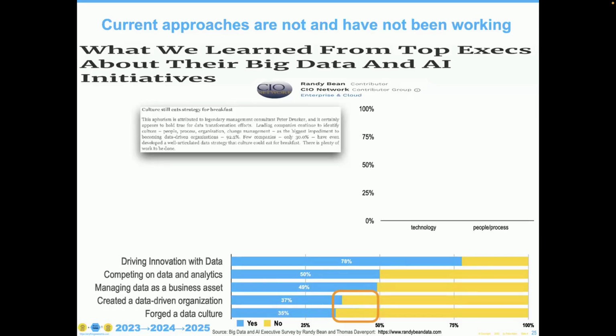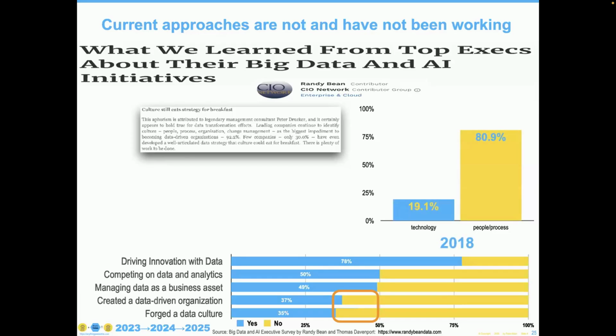But while this is interesting in that it shows that not everybody's got a really good idea of how to do this, even though they've been trying for, in theory, 10 years on this. The other question that I found so important on this particular survey was, were the problems that you were dealing with from a data perspective technology driven or people and process driven?